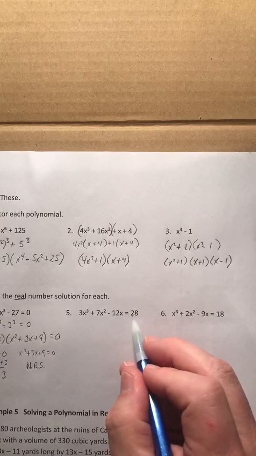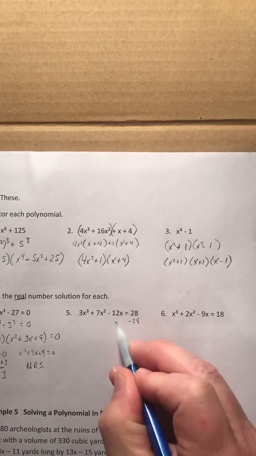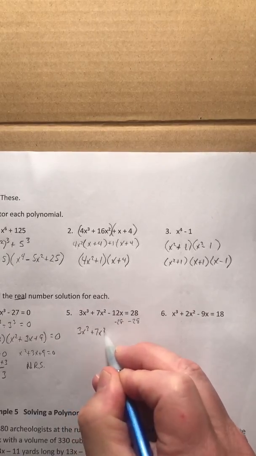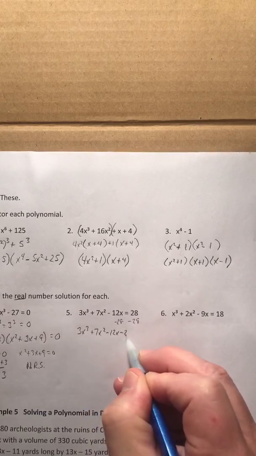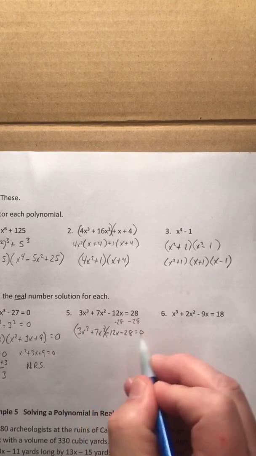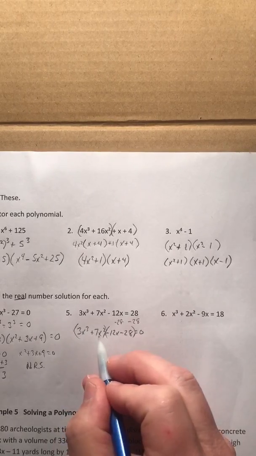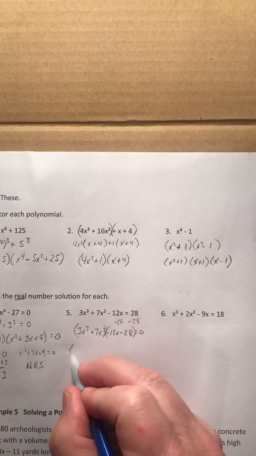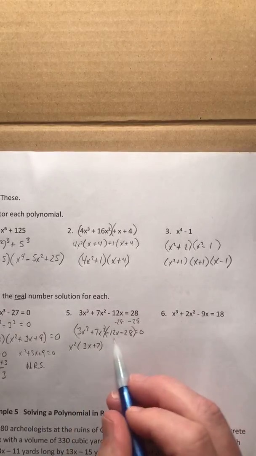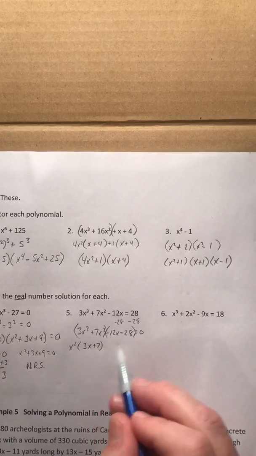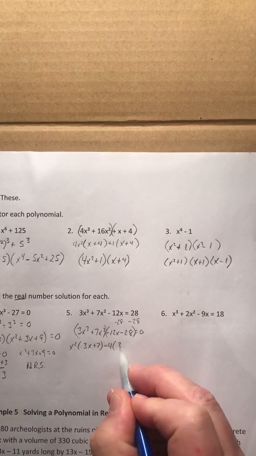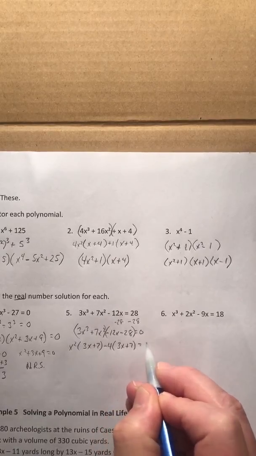We're going to get the 0, so we subtract the 28. We have 3x cubed plus 7x squared minus 12x minus 28 equals 0. We group the first 2 together and group the back 2 again because we had 4 terms. So we factor out what we can. We can factor out x squared. Leaves us with 3x plus 7. Now we have to figure out what do we factor out of this to give us a 3x plus 7, and that is a negative 4. So negative 4 leaves us with 3x plus 7 equals 0.